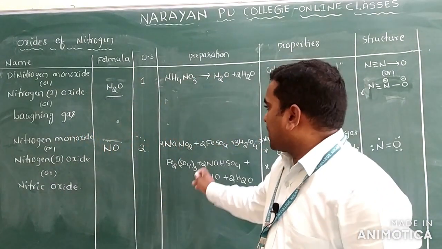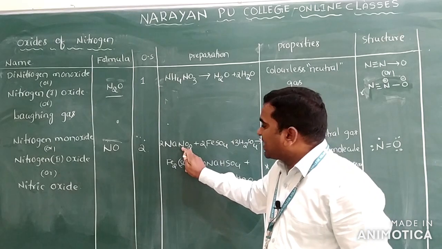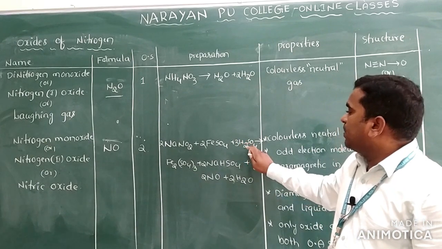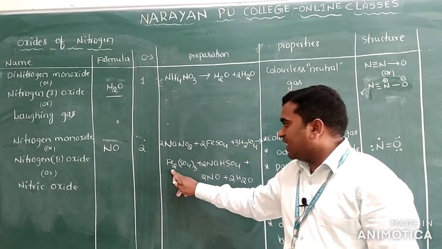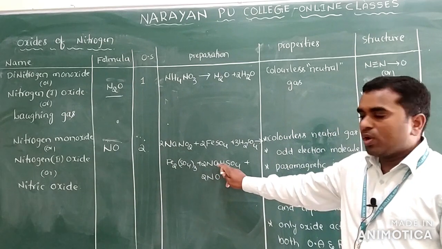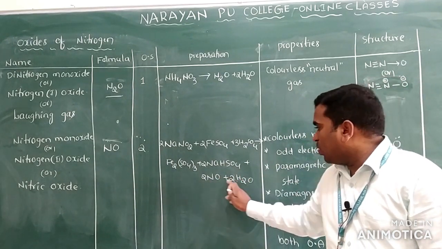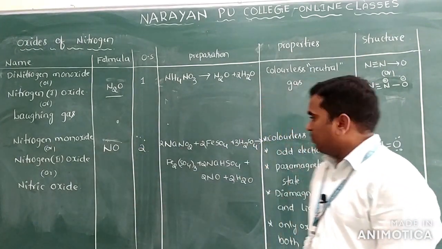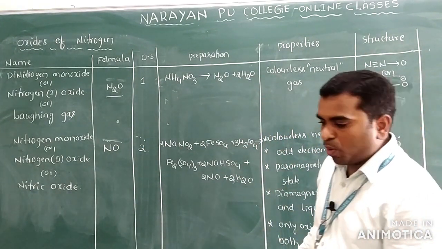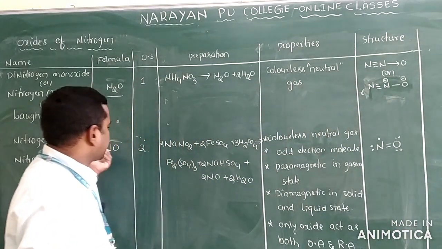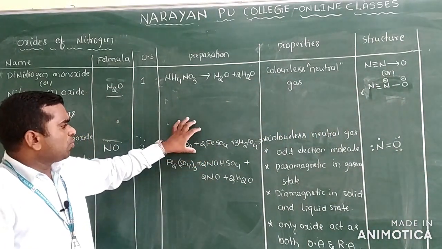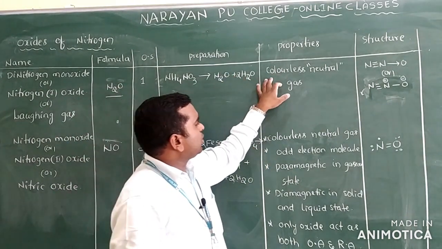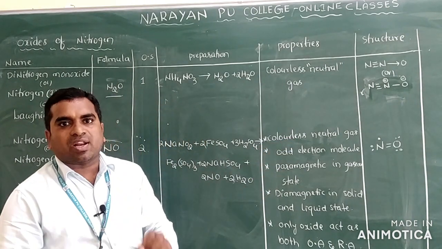How to prepare this one? We have the preparation method here. Take sodium nitrite and treat it with ferrous sulfate in the presence of an acidic medium. You will get ferric sulfate, sodium bisulfate, NO and H2O. So this is the preparation of NO. What is important here is the properties, so be careful about the properties. The first one, same as N2O, is a colorless neutral gas.